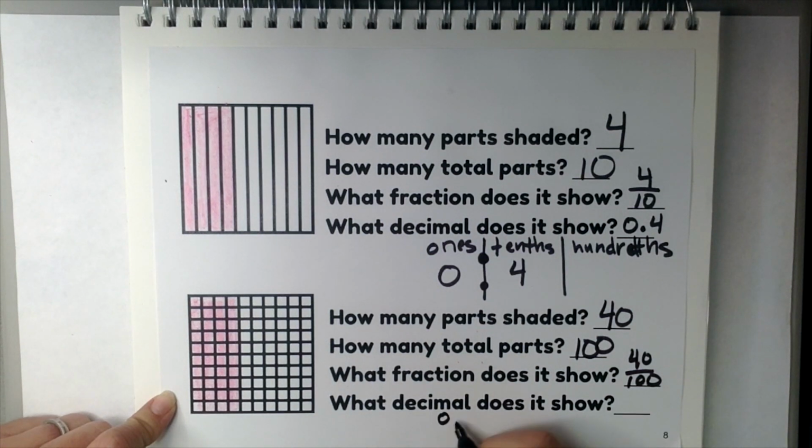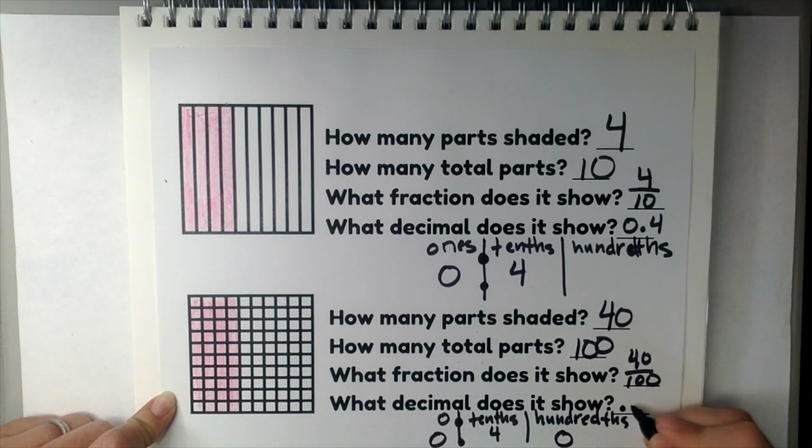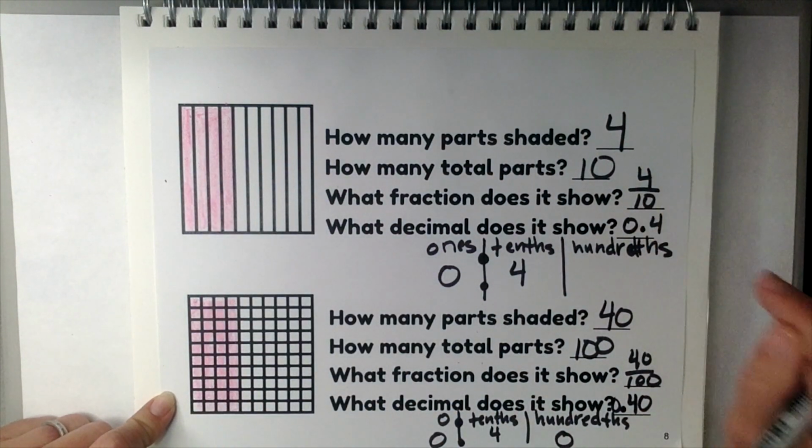So we can do our ones, decimal point, tenths, hundredths. I always forget the D in hundredths. Hundredths. So it looks like in this number, in the tenths place, there's a 4, and in the hundredths place, there's a 0. So we can write this as 0.40, 40 hundredths, or it's the same thing as 4 tenths.